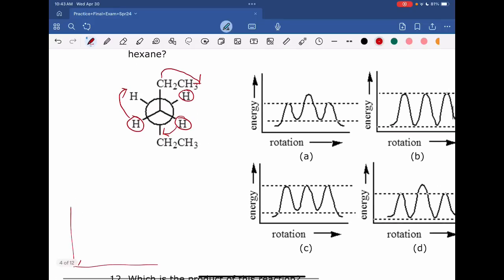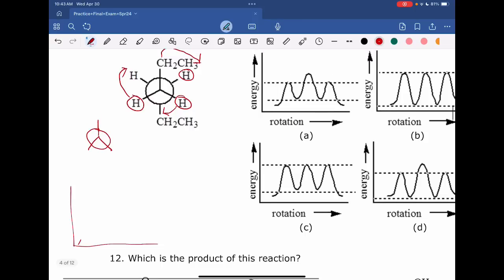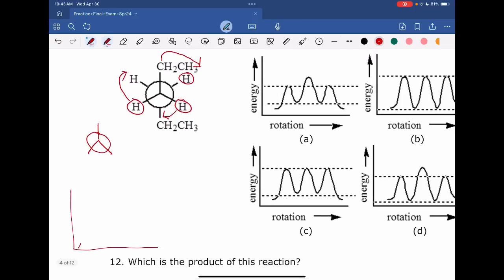We're going from a staggered conformation to an eclipsed conformation, which is very high in potential energy. The part that's in the back won't change, so this is going to stay the same. I'm just going to draw the ethyl group as ET. So this is what's in the back.